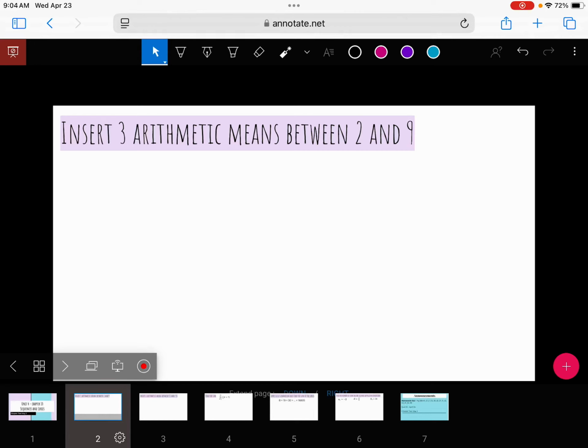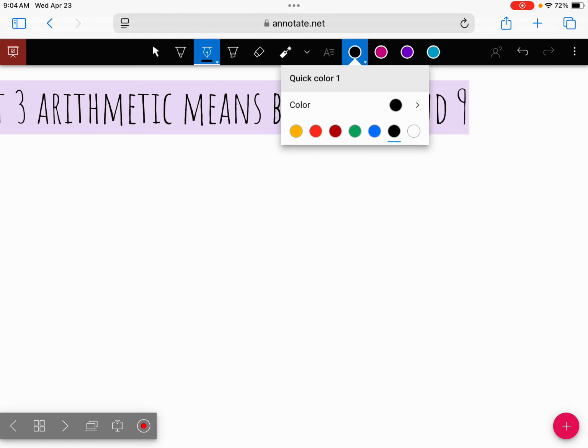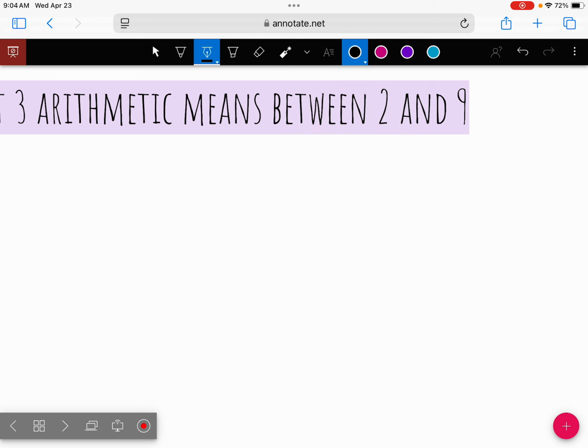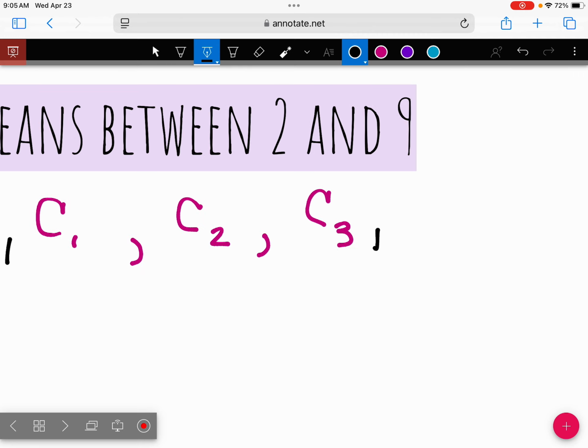So this is kind of where we finished off yesterday, looking at our arithmetic means. So we are asked to insert 3 arithmetic means between 2 and 9. So that means I have a set with 2 and 9 in it, and I'm going to fit 3 things in between it. So we would really like our arithmetic sequence to be 2 and then 3 new things. So I'm going to put C1, C2, and C3, because then we want to wind up at 9.